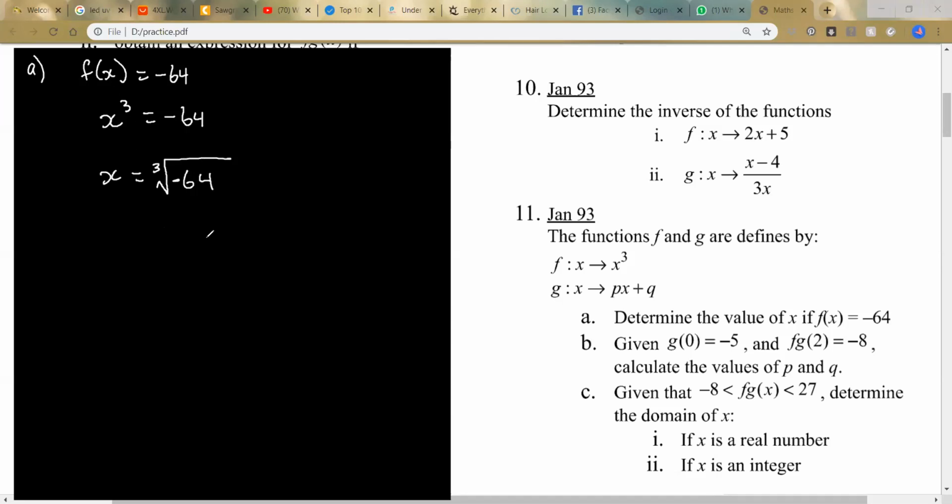So how do we do this? Second function in a calculator: the cube root button, open brackets, the plus or minus button, 64, close brackets, equals. And when we do that on our calculators, we should get our answer to be negative 4.